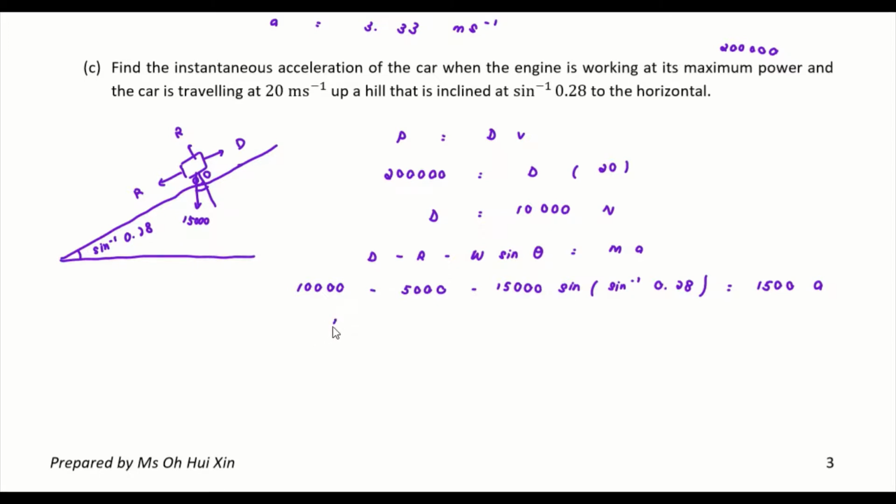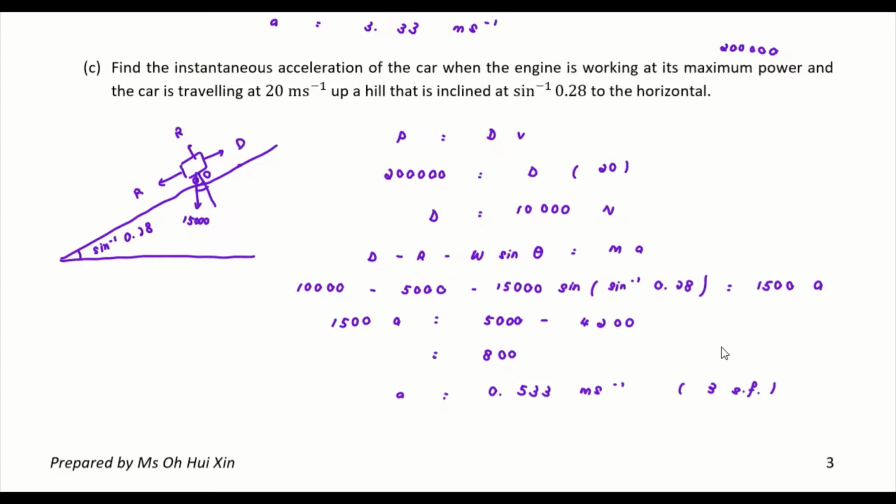So we can get 1500 a is equal to 5000 minus, so you get back 0.28, then multiply 15000, and that gives us 4200. Okay, so this is equal to 800. So acceleration is equal to 0.533 meters per second squared in 3 significant figures. Okay, so that's how we solve this question.